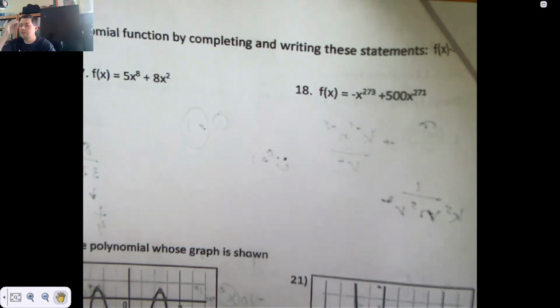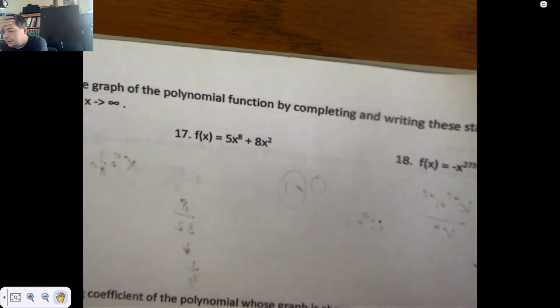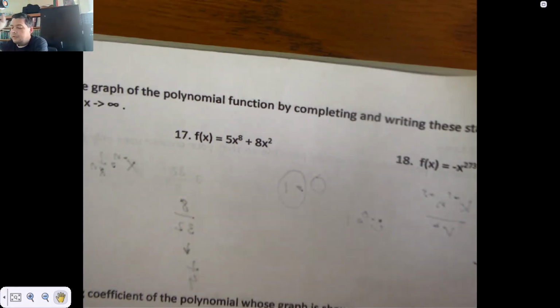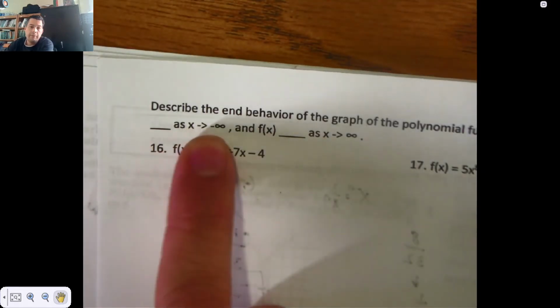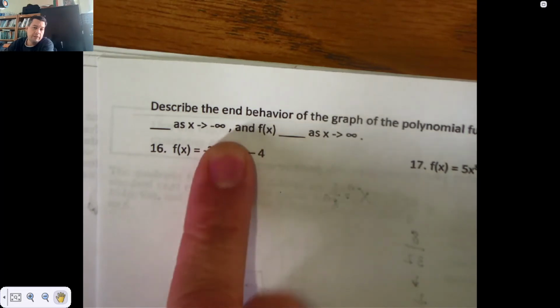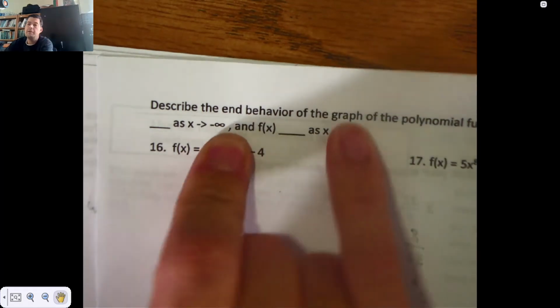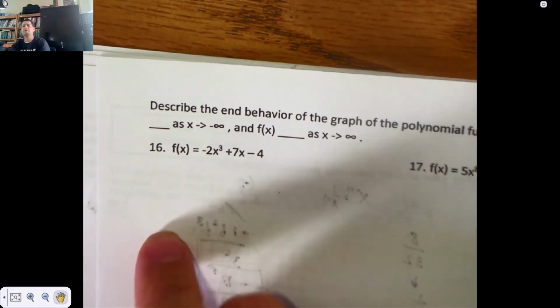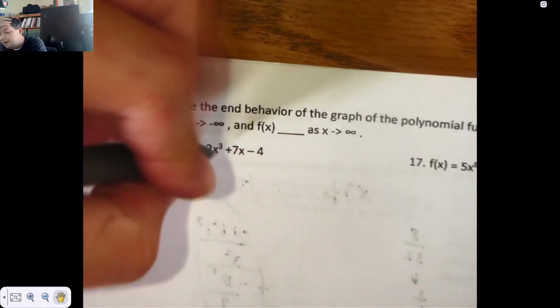Describe the end behavior of the graph of the polynomial by completing and writing the statements f of x blank as g of x, whatever. Anyways, we're supposed to complete these statements. What happens to y as x approaches negative infinity, and what happens to y as x approaches positive infinity? It's actually backwards from the notes you took. But this is the power function.